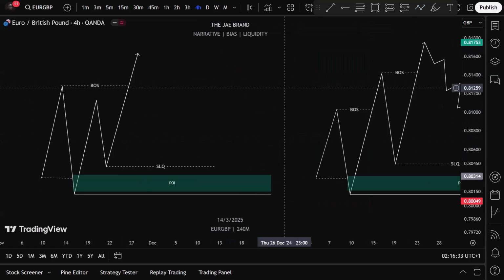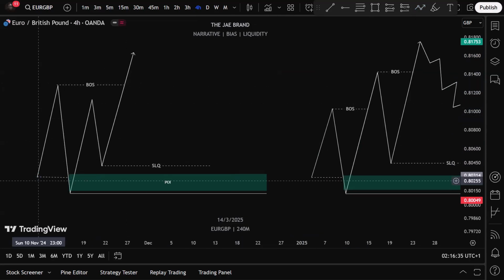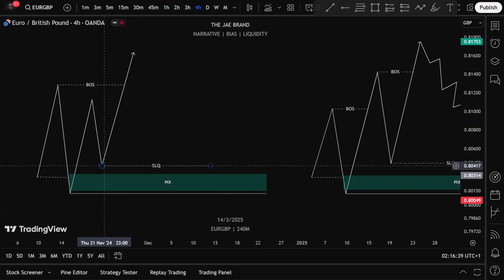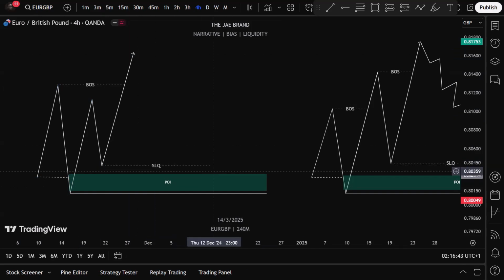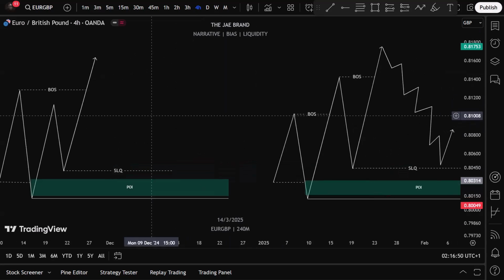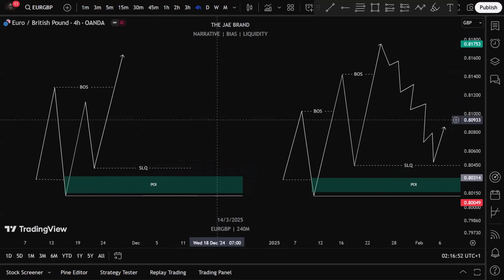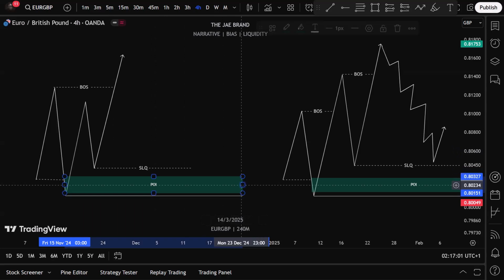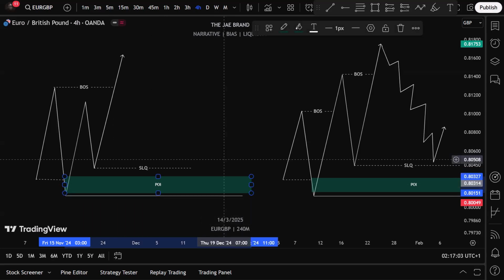Now, what we are looking for is simply a sweep and a break of structure, and we want to always be sure that there is a structural liquidity before our area of value. Another factor to consider when trading this pattern is that your area of value, or your point of interest, should not be mitigated. It should be fresh and unmitigated.